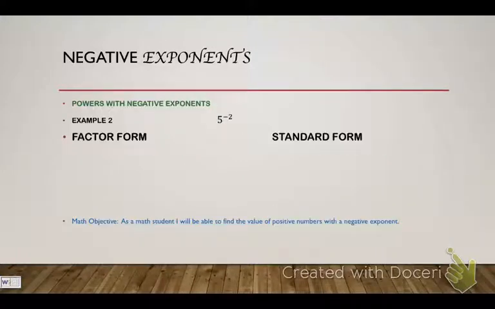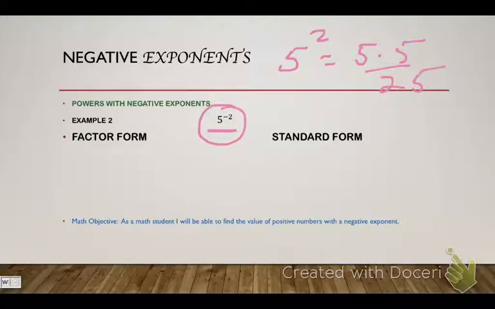Example 2, here we go. I'm going to pick up the speed a little bit, ladies and gentlemen. Example 2, remember, evaluate this. If it was in a positive exponent form, it'd be 5 times 5, or 25. But when it's a negative exponent, it looks like this. The reciprocal of 5 would be 1/5 times 1/5, or in standard form, 1 times 1 is 1, and 5 times 5 is 25.